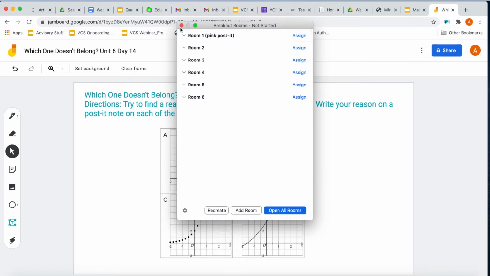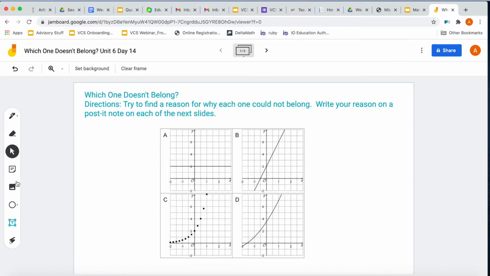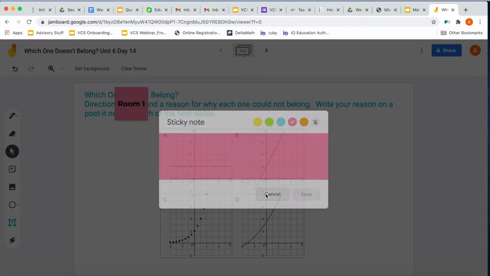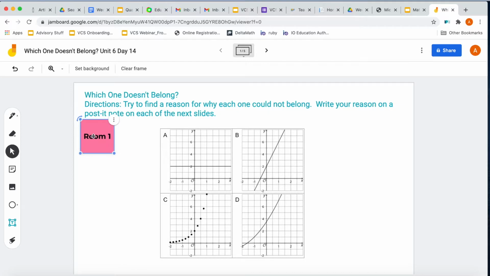Another thing you could do is put on here, this is room 1, and this is going to be the pink post-it, and just put it on here so they can visually see that as well. Okay. So then once you put them into breakout rooms, and this is not the only way to execute this. You do not have to use breakout rooms. You could also just do this activity that I'm going to show you, and students can just do it independently. And so they'll go in breakout rooms.